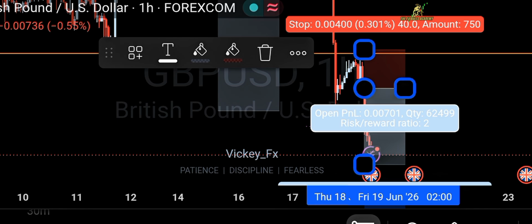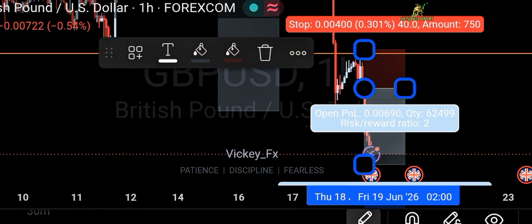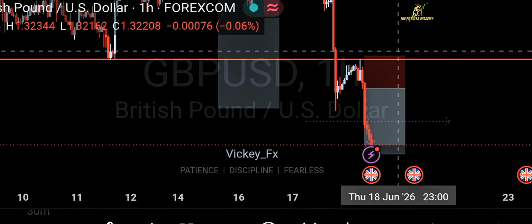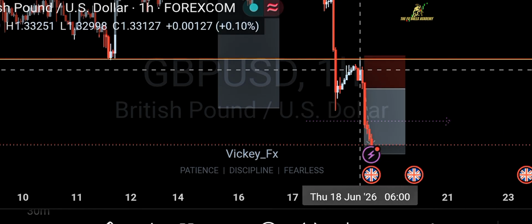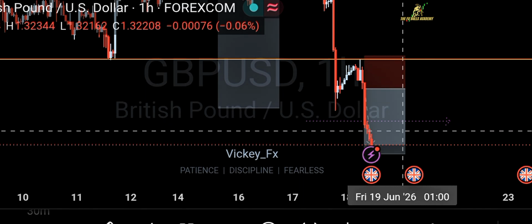The reason why we're risking 40 pips on this trade: my stop loss usually does not go over 20 to 30 pips, but this was 40 pips because I don't want us to get stopped out on the trade and then price starts moving in that direction. I don't want that for us.